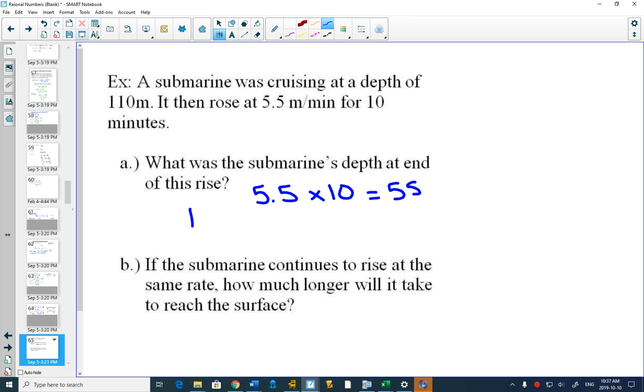We can write a statement. It goes up 55 meters. If it was at 110 and it goes up 55, what will it be at now?